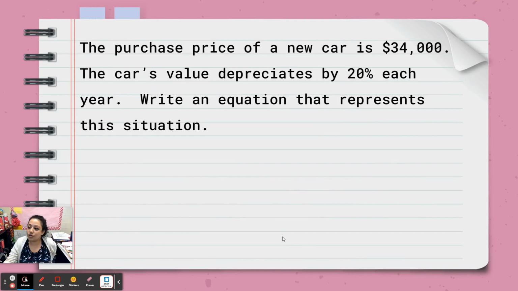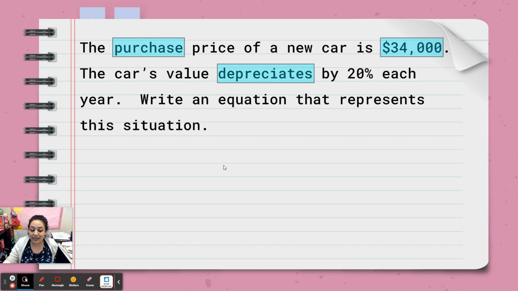The purchase price of a new car is $34,000. The car's value depreciates by 20% each year. Write an equation that represents the situation. So the purchase price, that means the starting price. What you paid for the car at the beginning is $34,000. Depreciates. Depreciate means it goes down. It loses value 20% each year.